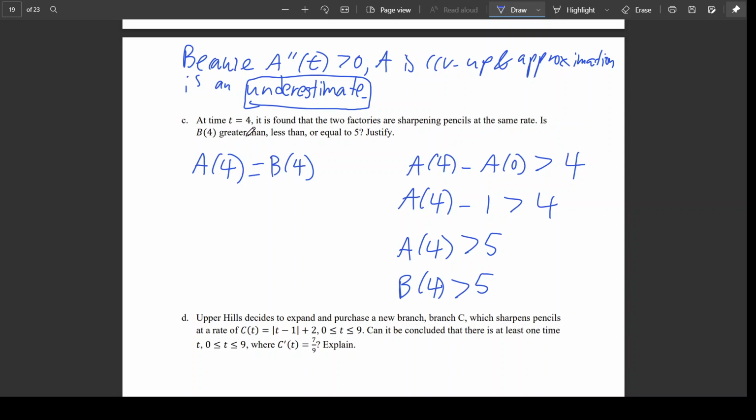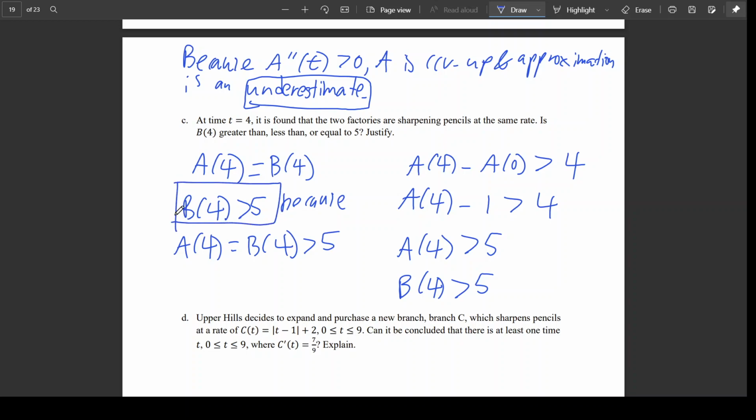So is b of 4 greater than, less than, or equal to 5? Justify. So b of 4, we'll say it's greater than 5 because a of 4, which is equal to b of 4, is greater than 5. Okay? Yeah, so b of 4 is greater than 5.